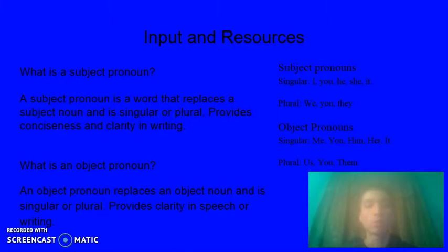A subject pronoun is a word that replaces the subject noun and is singular or plural. On the right side of the screen you can see singular subject pronouns include I, you, he, she, or it, and plural subject pronouns include we, you, or they. An object pronoun replaces an object noun and is singular or plural. Singular object pronouns are me, you, him, her, or it, and plural object pronouns are us, you, or them. The purpose of pronouns is to provide conciseness and clarity in speech and writing.